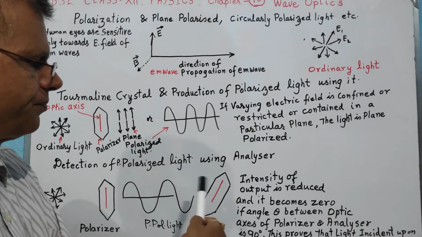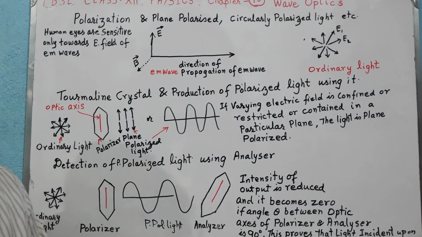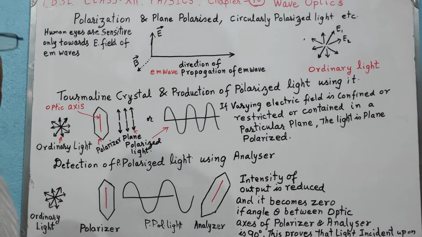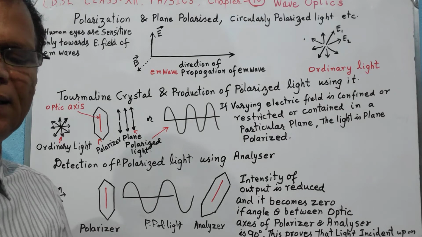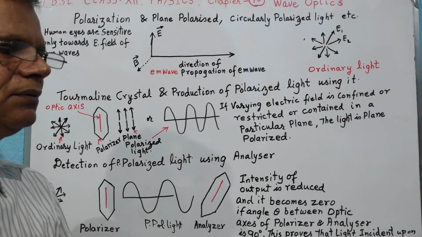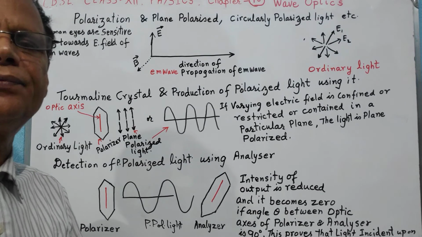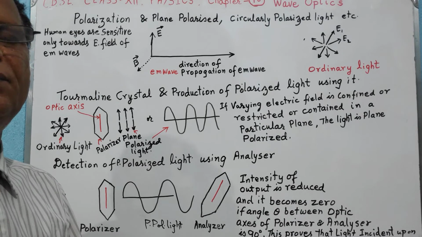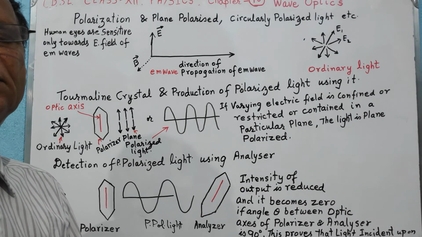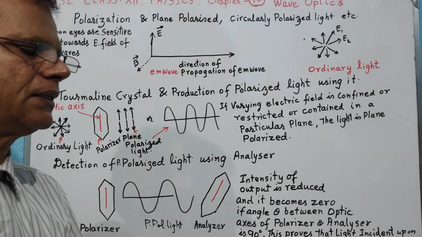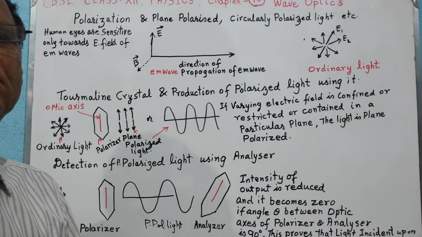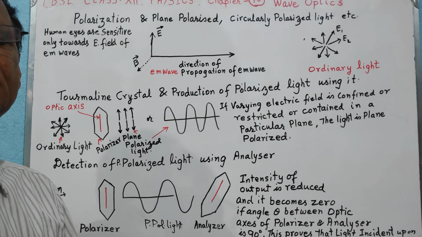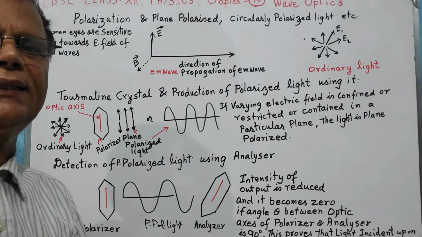So this is all about polarized light, how we produce it and how we detect it. Polarized light finds great application in our day-to-day life also. So we shall be talking about this and some other laws based on this topic in the next lecture. That's all for today. Thank you and have a nice day.